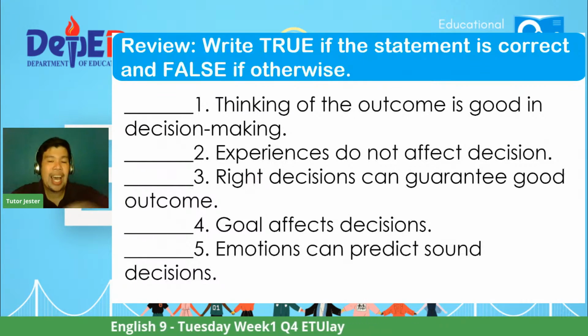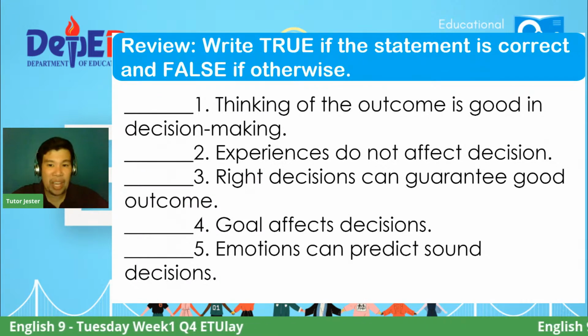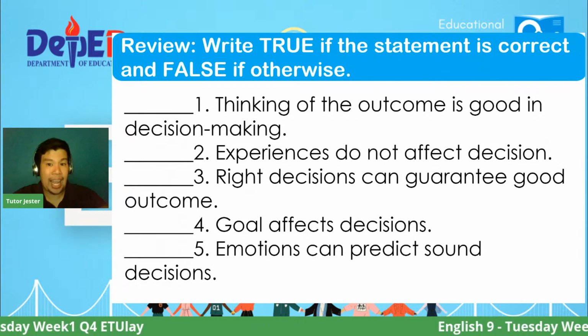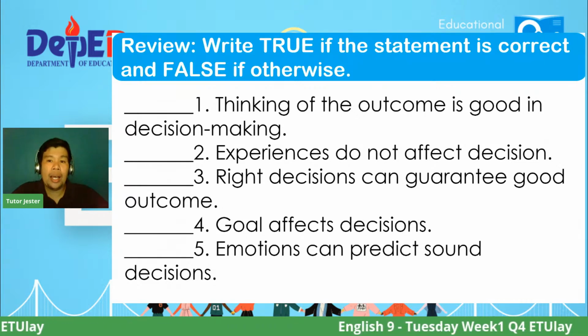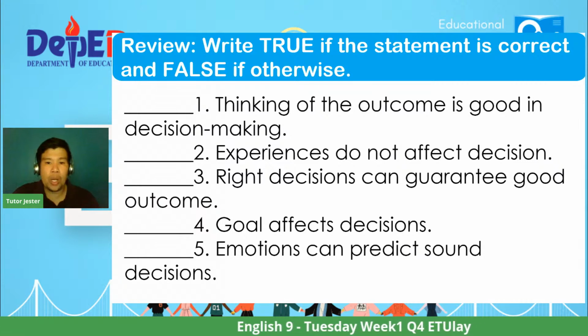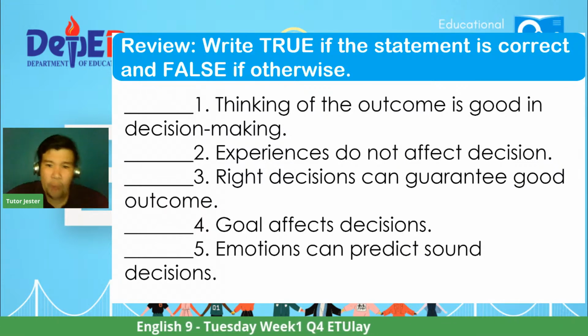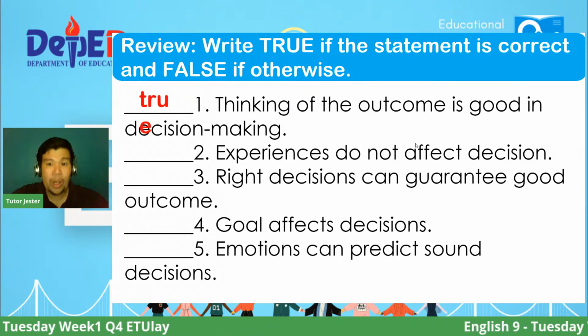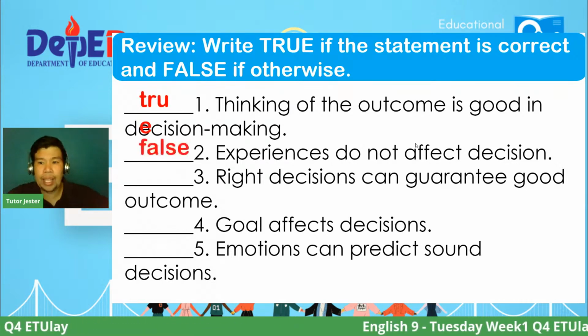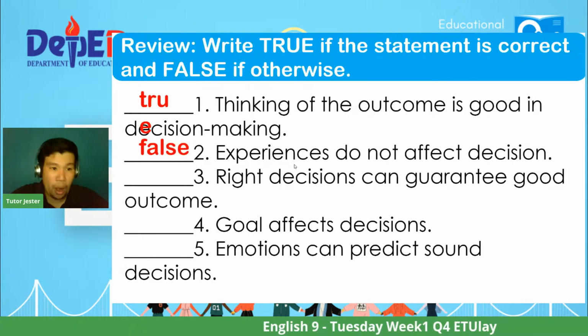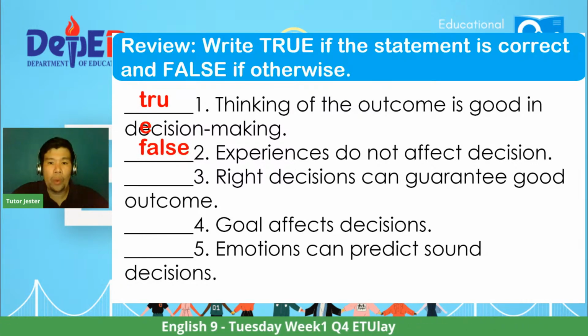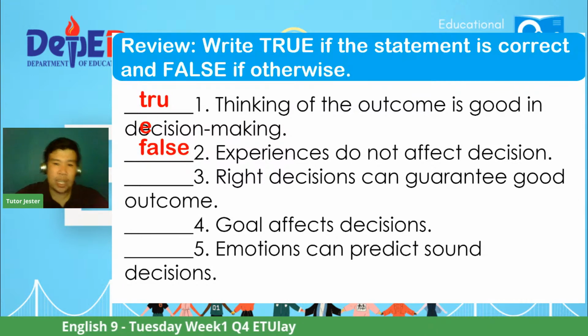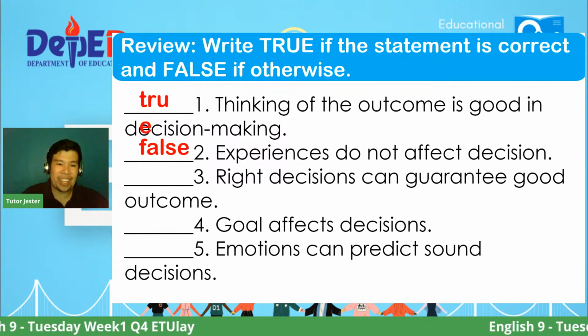Whatever topics, yesterday, last week also, from week 8, again. Number 1, thinking of the outcome is good in decision making. Is it true or false? What do you think? Oh, it's true. Number 2, experiences do not affect decision. It's indeed false. Number 3, right decisions can guarantee good outcome. What is the answer for that?